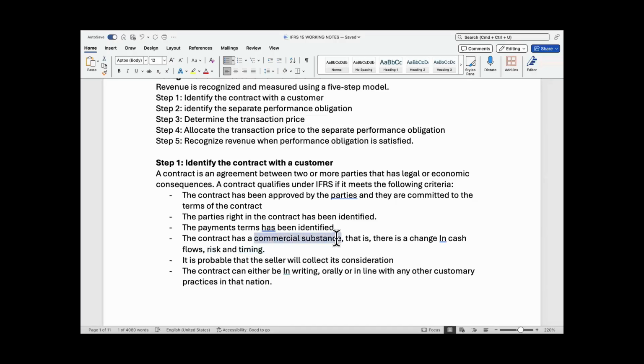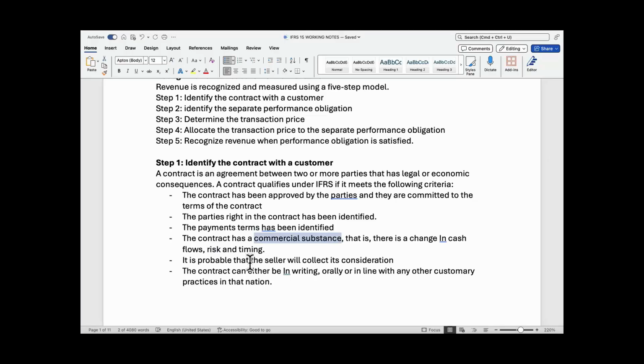There must be commercial substance, meaning there should be commerce. They should be buying and selling. Somebody must be taking risk, somebody must be paying, and somebody must be putting in effort. Commercial substance.